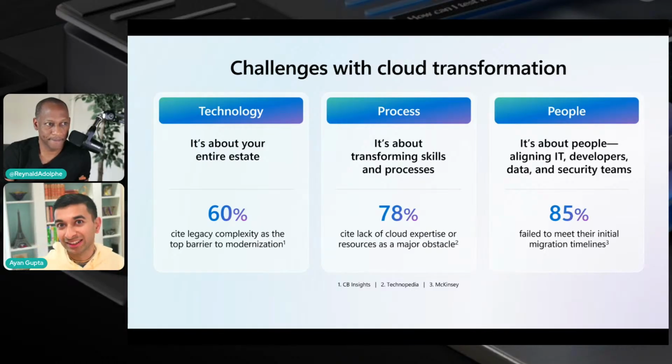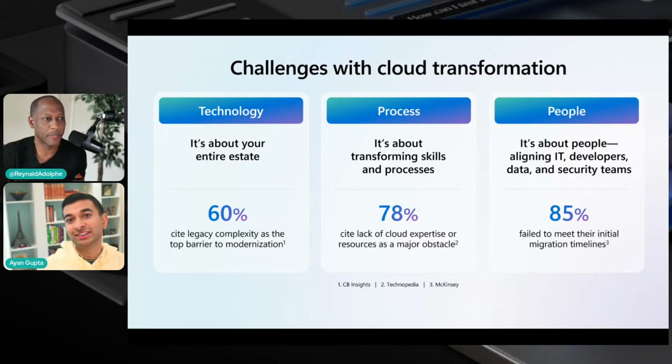There are three main things. There's the technology: 60% of organizations say that legacy complexity is the top barrier to modernization. It's not just about new tech, it's about the entire application estate. Then, 78% of respondents said that lack of cloud expertise or resources is a major obstacle. Modernization means transforming skills and processes, not just migrating tools.